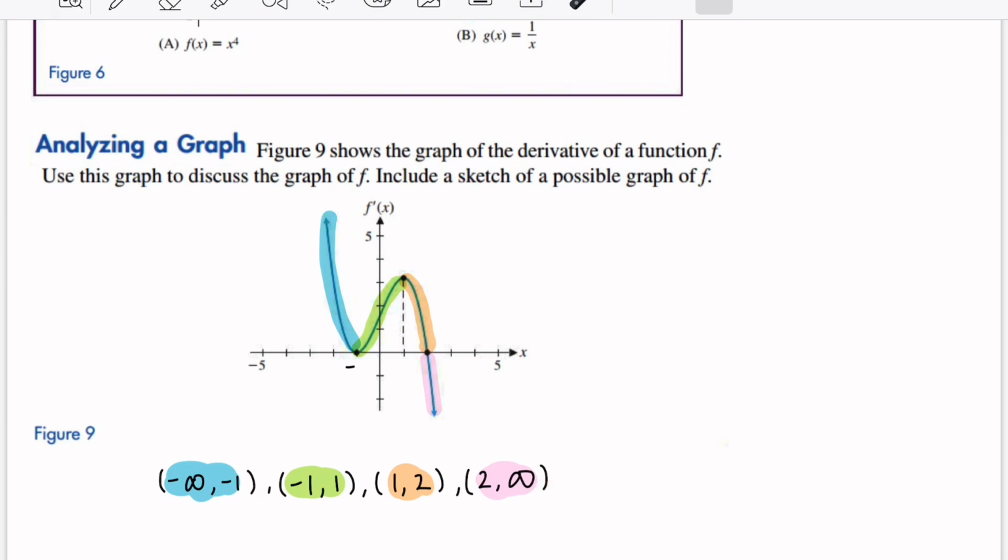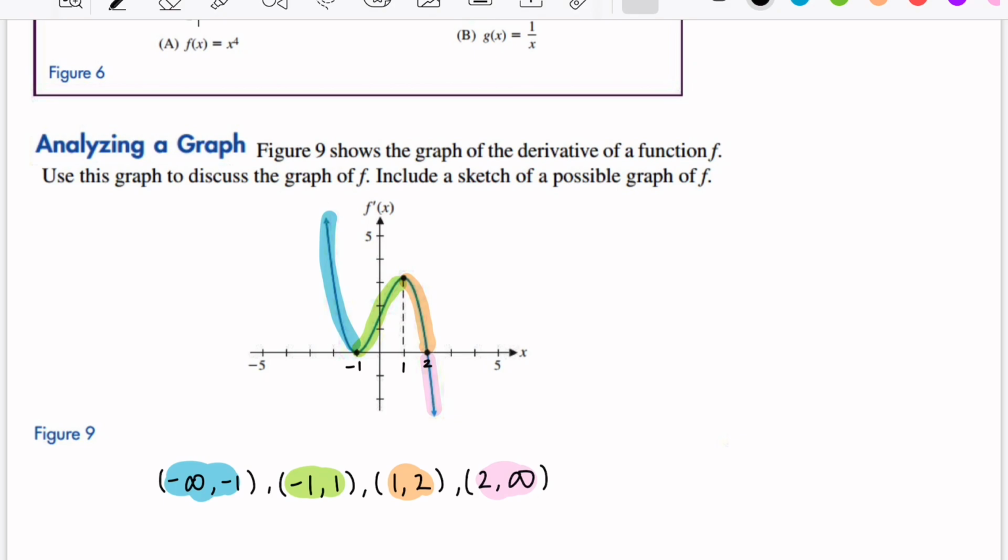And we know that these are in fact the partition numbers because right here we have a horizontal tangent line at x is equal to -1. And then here we have a horizontal tangent line at x is equal to 1. So those are partition numbers. And then at this case here, f prime of x changes sign. So we have another partition number at x is equal to 2.